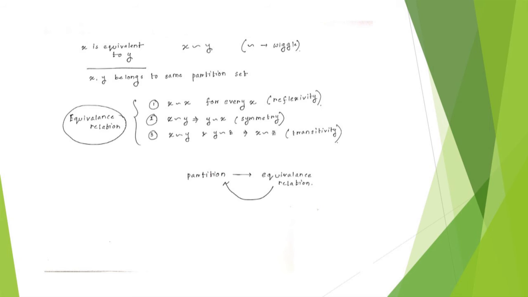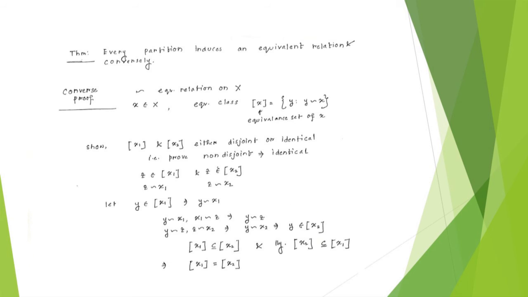So we have shown that every partition induces an equivalence relation. Now we go backwards and show that an equivalence relation will give a partition. So let wiggle be an equivalence relation in X. That is, we assume that this relation, this wiggle, is reflexive, symmetric, and transitive in the sense we have described in the previous slide.